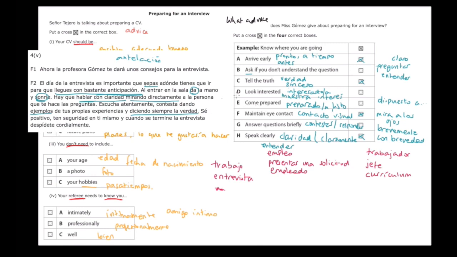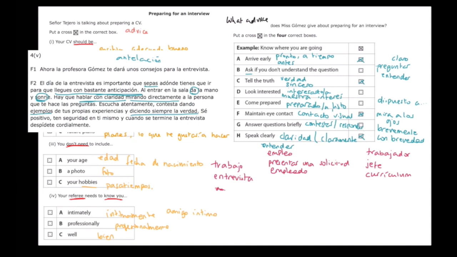So there's more information, but I think we've done all the crosses. So ask if you don't understand the question. There's nothing about that. Look interested, nothing about that. Come prepared, there's nothing about that. And answer questions briefly. No, it says it's important that you listen and answer giving examples. So there's nothing about being brief. So these are our 4 answers, okay? In this case, A, C, F and H.